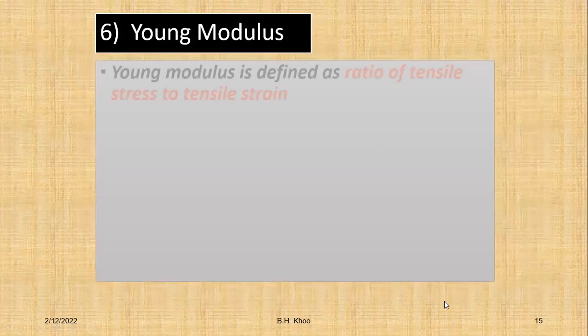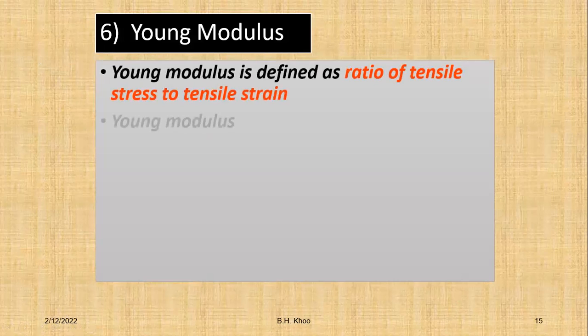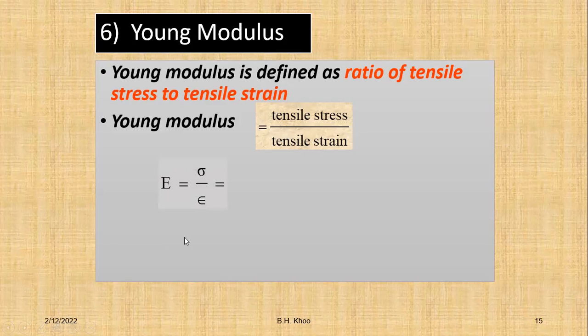And finally, Young's modulus: the ratio of tensile stress to tensile strain. We like to write in formula form, tensile stress over tensile strain. Sigma over epsilon. Sigma is F over A. Memorize this one. No need to memorize the others, but know how to derive it. Delta L over L.